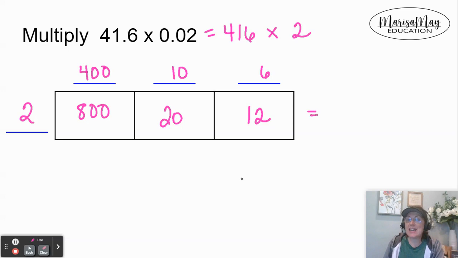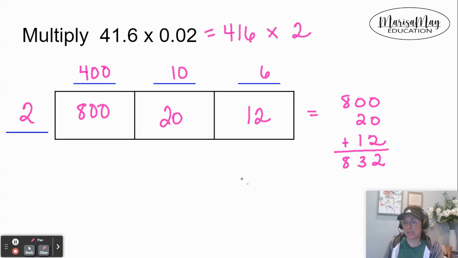Now, you're going to take what's in the boxes and add it together. So 800, 20, and 12. And if you add those together, you'll get 832.